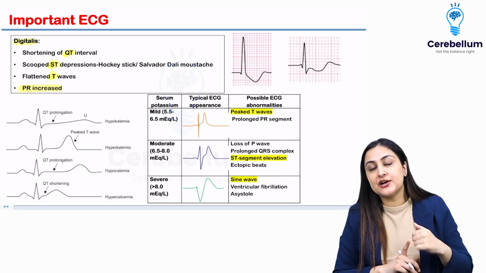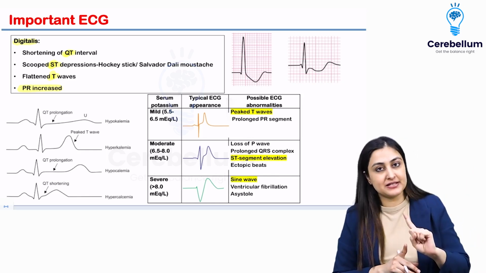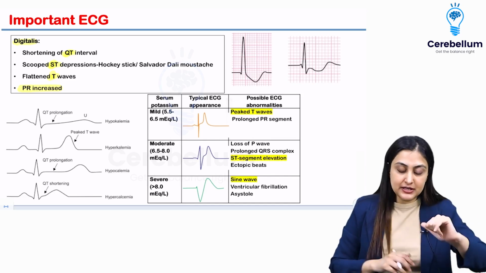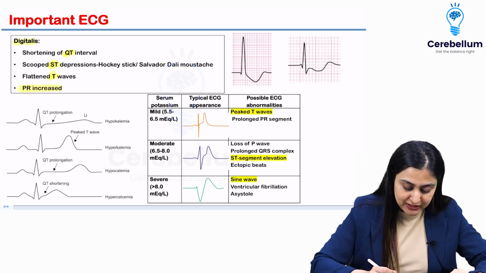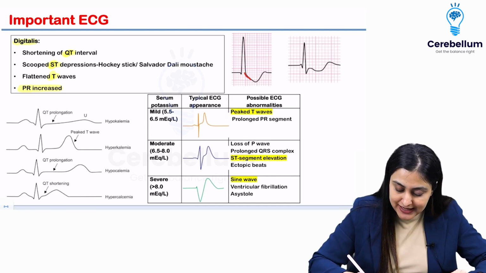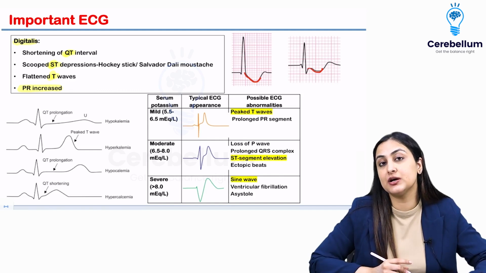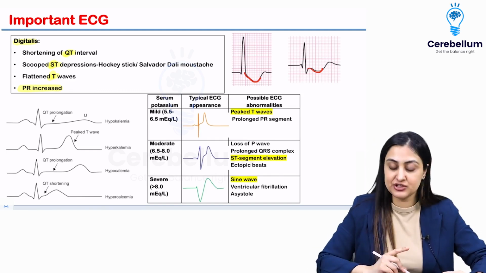Where did we see PR shortening? We saw it in Wolff-Parkinson White. Okay, so PR is sorted for us. That's all we need to compile for PR. Now, digitalis. Look at what happens when we have this scooped ST segment. So this is ST segment depression. Again, this is a list we are going to compile. So this is our first ST depression that we have found.